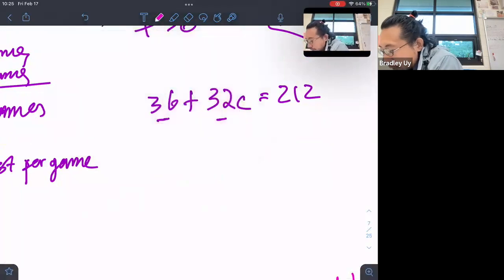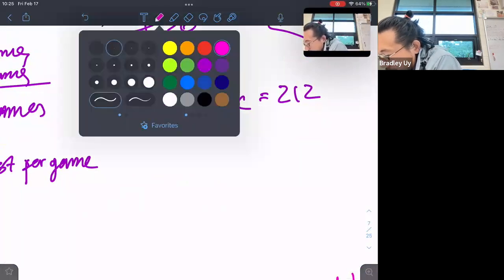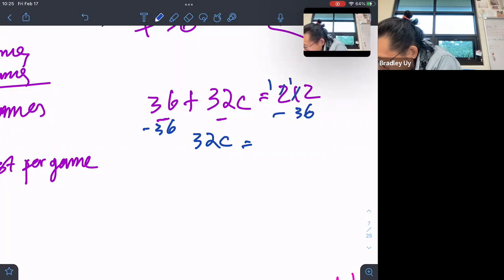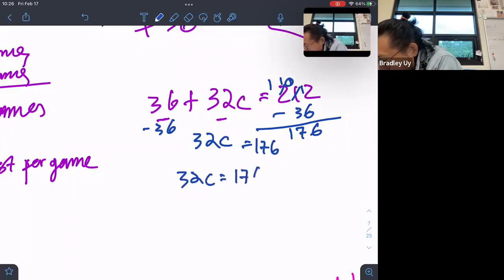Okay, so we need to get variables to one side, numbers to the other. Here's our variable already. You're going to subtract 36 from both sides, and you will get, borrow here. That goes there, 6. I borrowed 1, that goes here, 7, 6. Okay, 176. So 32C equals 176.